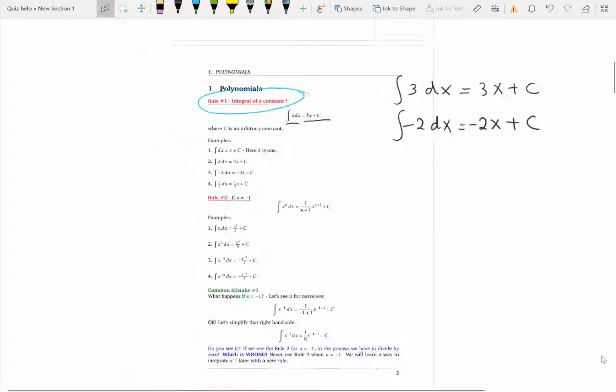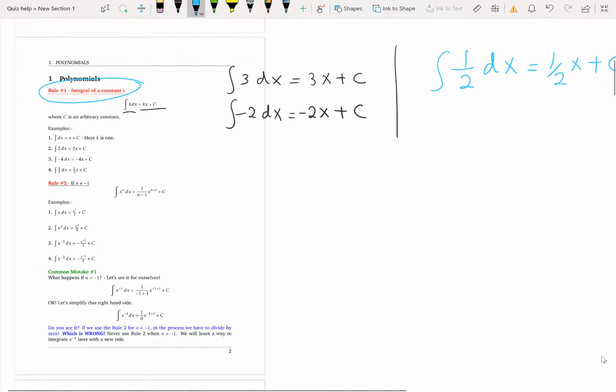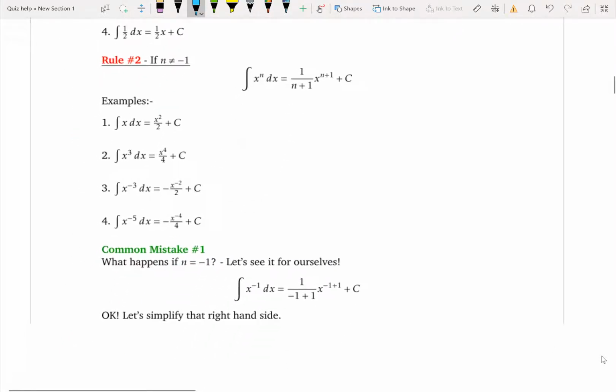How about if I integrate a fraction? Well, is a fraction a constant? Of course, yes. So let's integrate one half. What do you get? One half times x plus the arbitrary constant c. So that's pretty easy, right? Now let's move on and learn rule number 2.